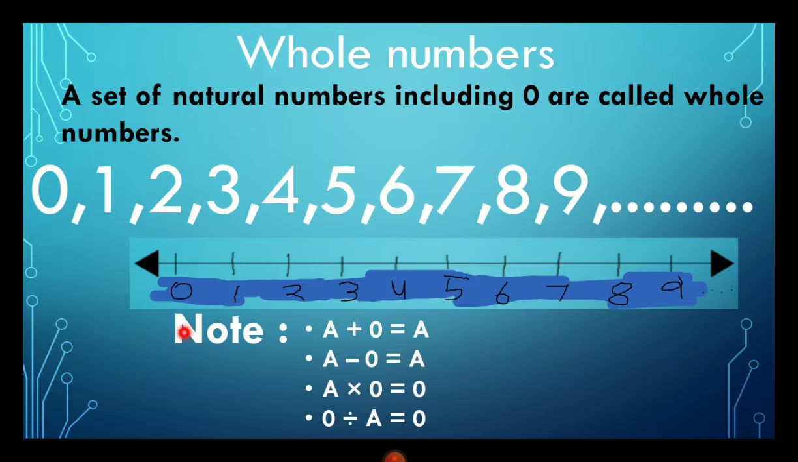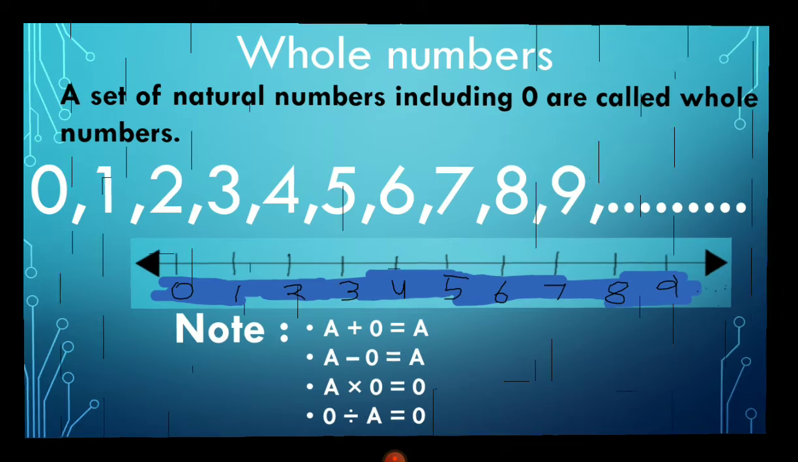Note, you don't need to learn addition, subtraction, multiplication and division of whole numbers, but you need to note that if we add anything to 0 or subtract anything from 0, the answer is always the same number. And if we multiply anything by 0, the answer is 0. And if we do 0 divided by any number, we get 0. But remember that a divided by 0 is undefined because it is infinity. I will explain that in my next video, why a by 0 is not defined.